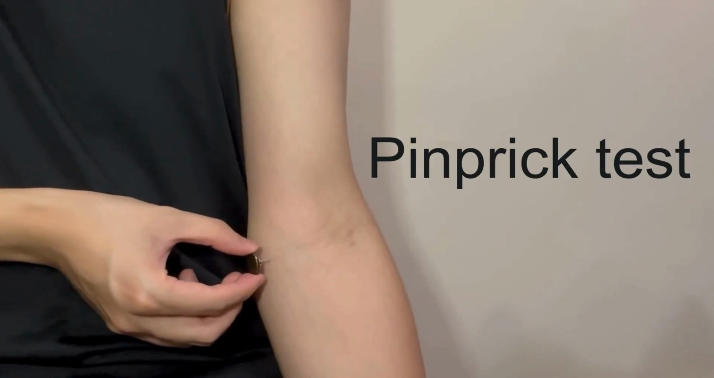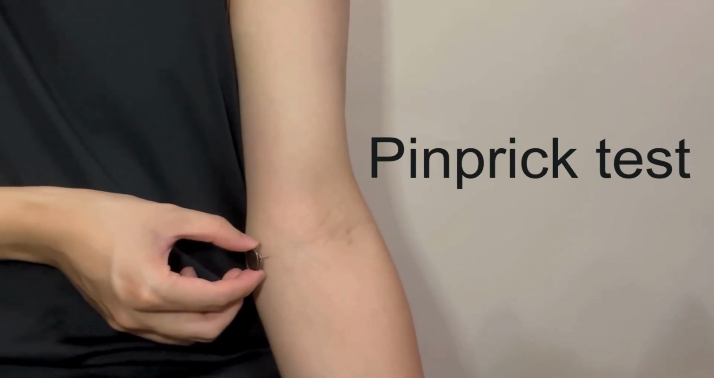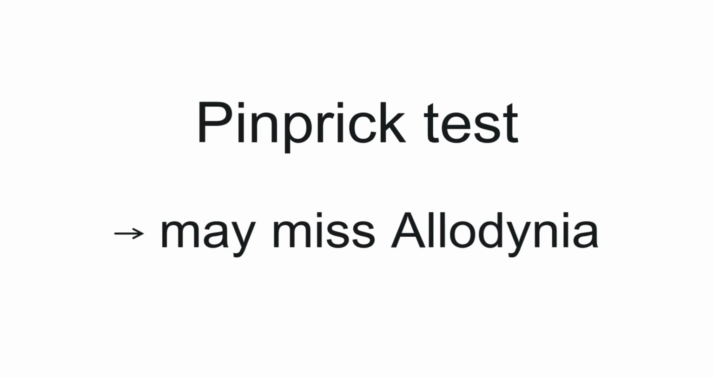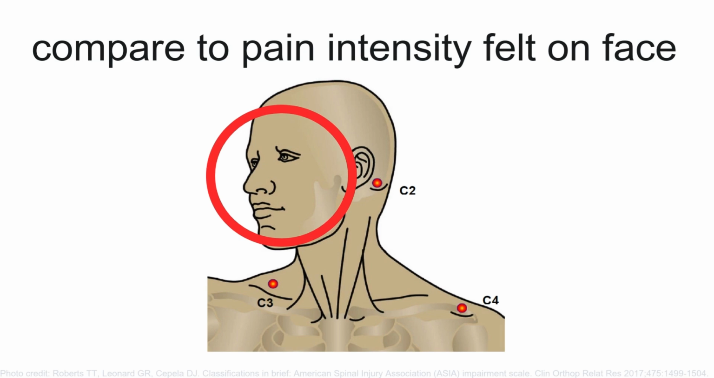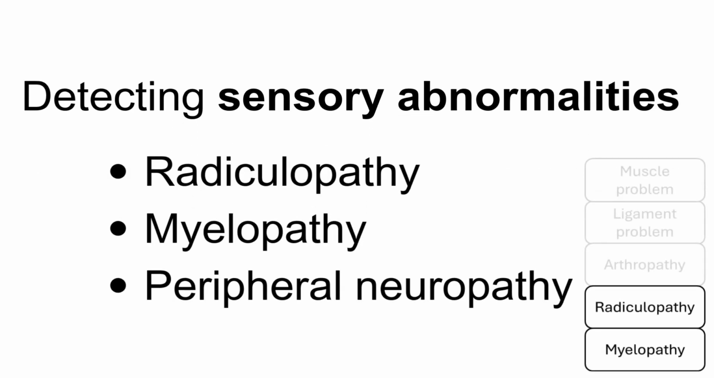In the pinprick test, if we assess only for the presence of pain sensation, we may miss cases of allodynia, where patients perceive any sensory input as painful. Therefore, we should first ask them to differentiate between pain and a dull sensation, and then compare the intensity of the pain that was felt on the face. These tests identify sensory abnormalities that may suggest radiculopathy, myelopathy, or peripheral neuropathy.